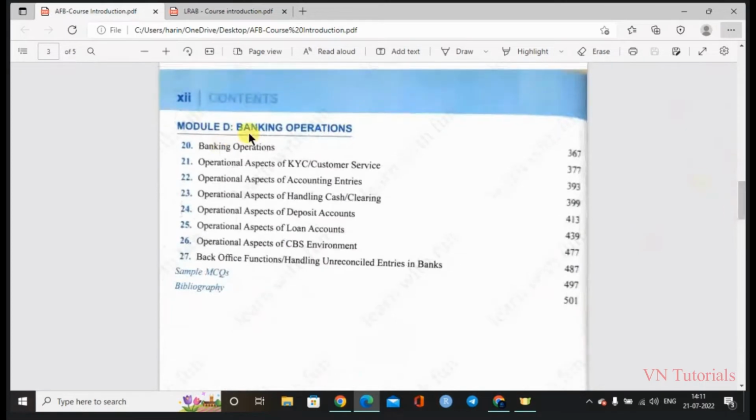In Module D, banking operations, we are going to see from Unit 20 to Unit 27, that is banking operations, operational aspects of KYC or customer service, operational aspects of accounting entries, operational aspects of handling cash or clearing, operational aspects of deposit accounts, operational aspects of loan accounts, operational aspects of CBS environment, banking office functions or handling unreconciled entries in banks.